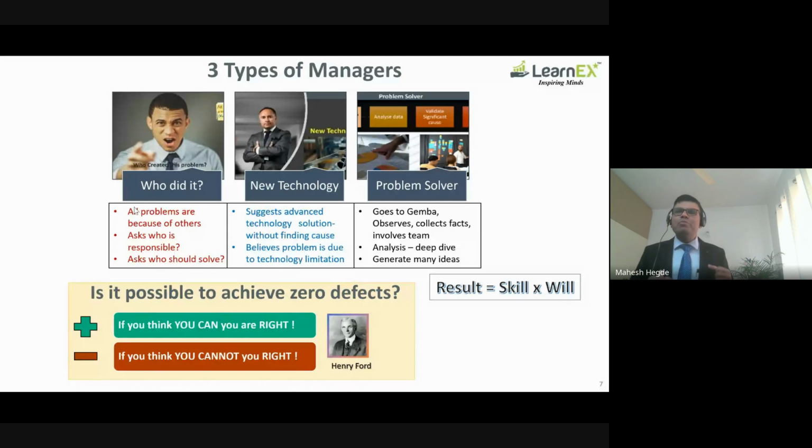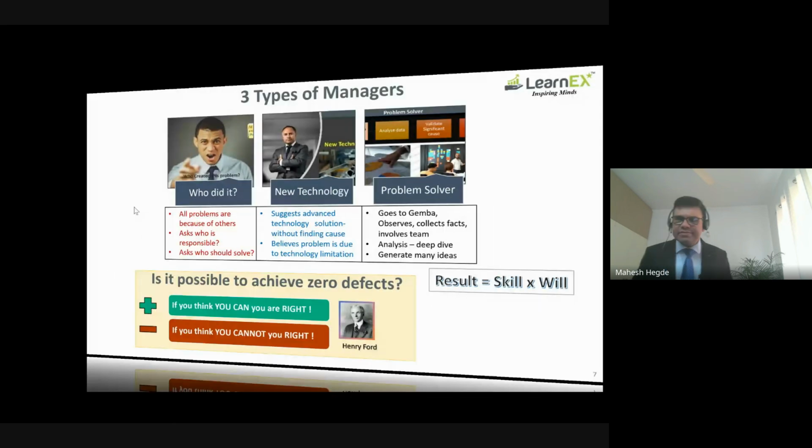Suppose I'm covering this topic. Suppose my job is to read out some slides for 90 minutes. If I'm not motivated, I cannot do a good job. It's very important to have motivation or willingness to do a good job. And only with motivation one can't solve the problem. Also one must be skilled. So result is skill into will. Both are very essential to achieve results.